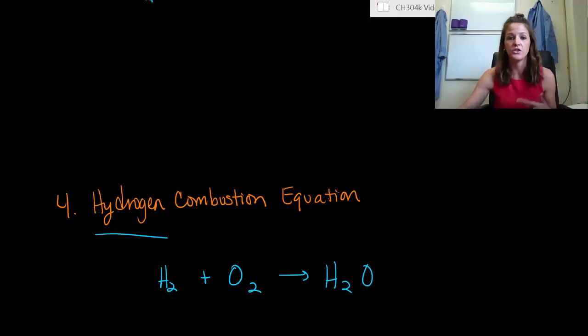2 hydrogens, 2 hydrogens, 2 oxygens, 1 oxygen. So this needs to become a 2. So now I have 2 oxygens on my right. So now I also have 4 hydrogens on my right. So I need to come back here and balance this. And so you end up with 2 hydrogens, 1 oxygen, and 2 waters for a properly balanced hydrogen combustion equation, okay?